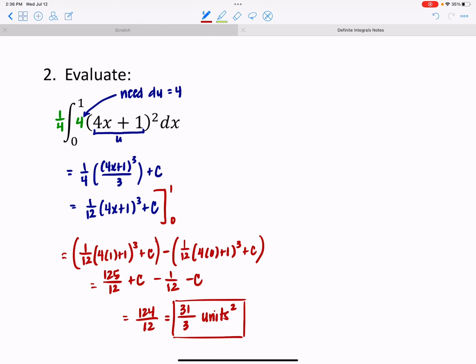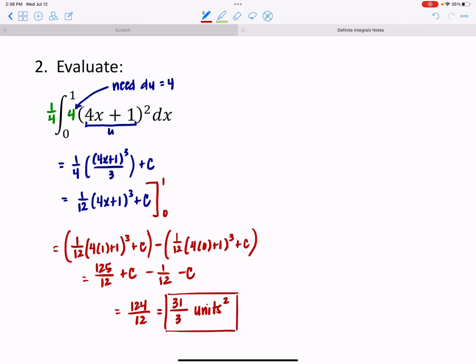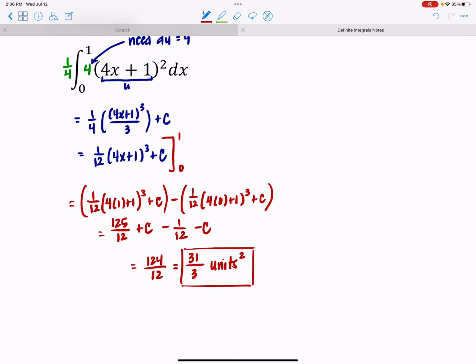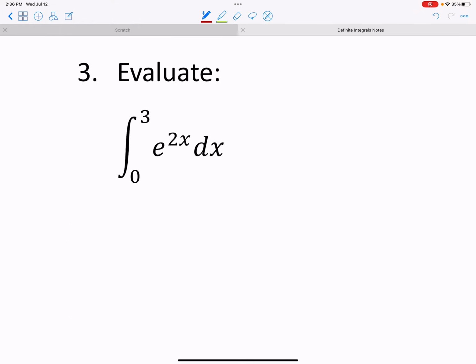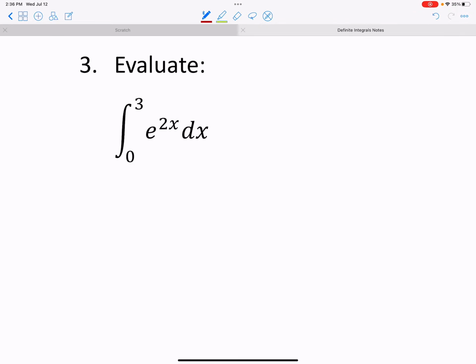Okay, so hopefully you're feeling this. It's not so bad. Let's just go through a few more examples. We've so far focused on the power rule, but we have other integrating techniques. So here we're trying to integrate e to the 2x. So 2x not being an x there means this is a u, and that makes du 2. So out here we need du equals 2. So I'm going to stick a 2 out here, which means I need to stick a 1/2 out here, and now we can go ahead and integrate.